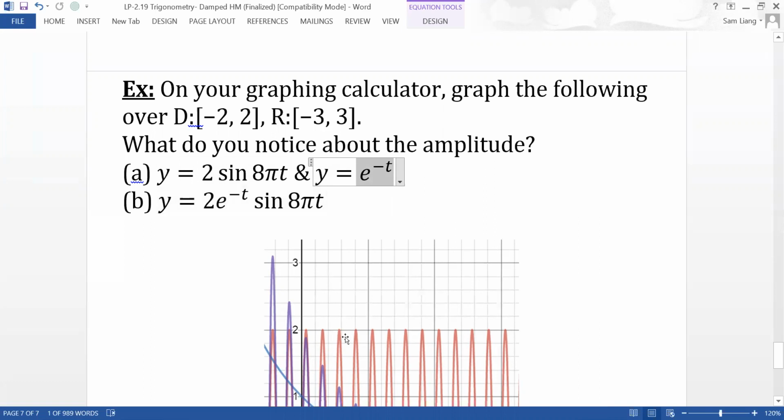You can see part of the graph on the screen already. I'll give you 2 minutes. If you have a graphing calculator, or if not, you can go to Desmos, graph these 3 functions. I want you to graph these 2 first, and then graph part B. So again, take the next 2 minutes to graph these 3 functions, either on your graphing calculator or Desmos.